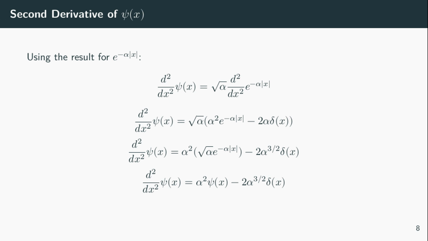Let's calculate the second derivative of our trial wave function, psi of x. Starting with psi of x equals the square root of alpha times e to the minus alpha absolute x, we take the second derivative with respect to x. Using a result previously found for the second derivative of the exponential term, we apply this and multiply by the square root of alpha to get the expression shown. We then distribute the square root of alpha and simplify by recognizing the original wave function psi of x within the terms. Combining the powers of alpha, we arrive at the final expression for the second derivative of psi of x. This is alpha squared times psi of x minus 2 alpha to the 3 halves power times delta of x. This is the expression we will use in our kinetic energy integral.